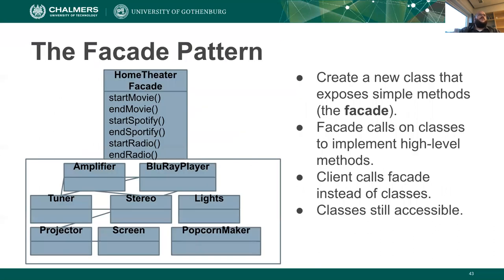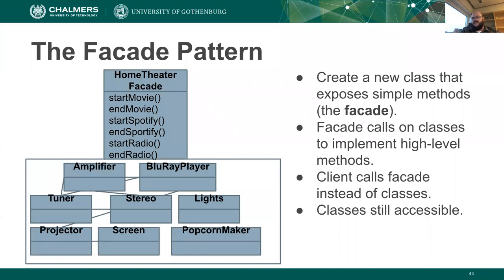Right? And so what we want to do is we want to create a new class. It's called the Home Theater Facade. And what it's going to do is it's going to offer a simple interface. It's going to offer us just a few simple methods, things like start movie or start Spotify, high-level things. Like high-level functions we might want to perform using this set of underlying classes. The facade treats the home theater components as a subsystem. And it calls on that subsystem to implement its methods.